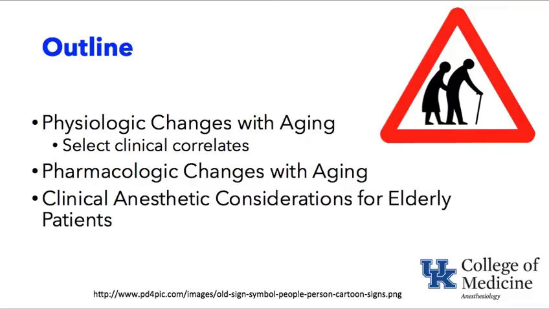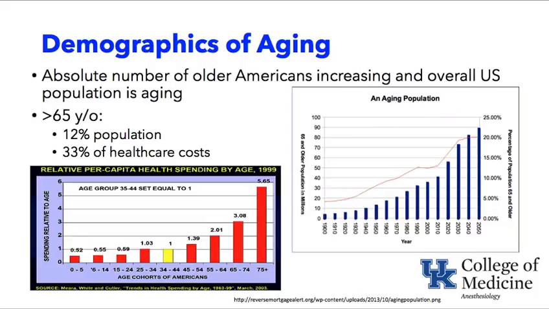We'll first talk about the physiologic changes with aging and try to provide some select clinical correlations between those aging changes and what we do clinically. We'll talk about some pharmacologic changes with aging and some clinical anesthetic considerations for providing anesthesia for the elderly patient.